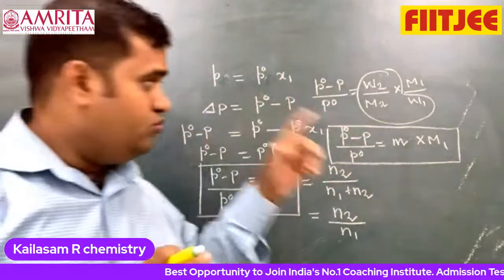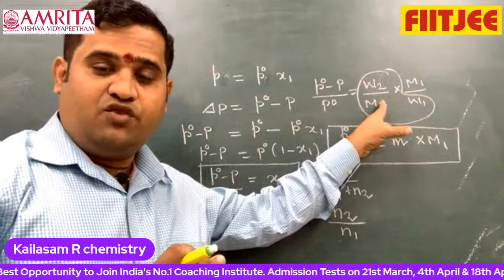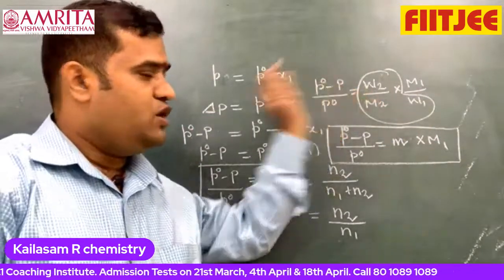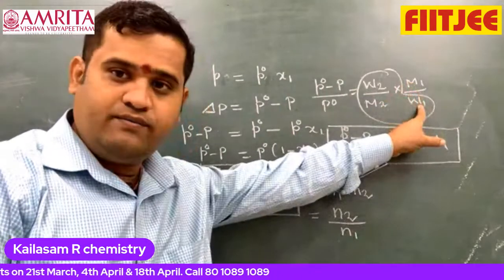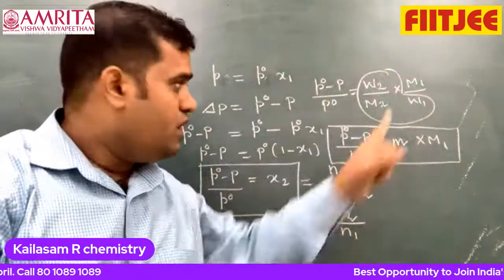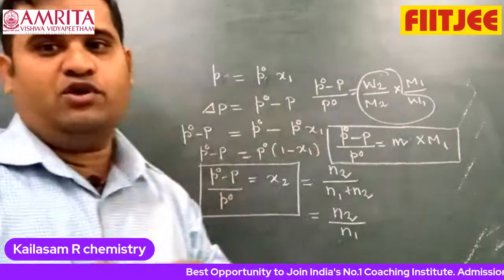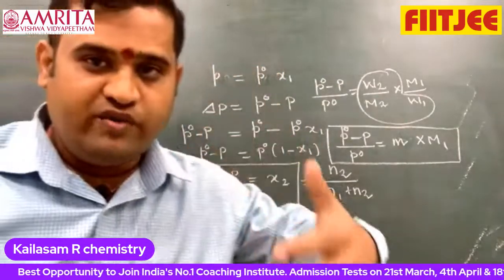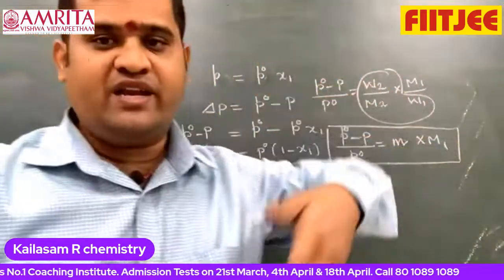And one more thing: using this equation, we can find out the molecular mass of the solute. If we know P0, the vapor pressure of the solution, the weight of the solvent, the molecular mass of the solvent, and the weight of the solute, we can find out the molar mass of an unknown solute. This is about relative lowering of vapor pressure. First I will discuss all the theory part, then we will discuss problems.